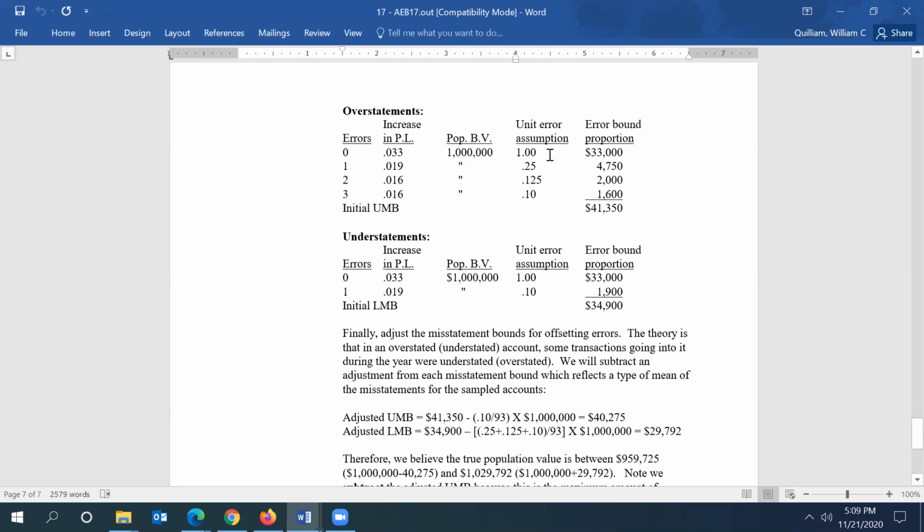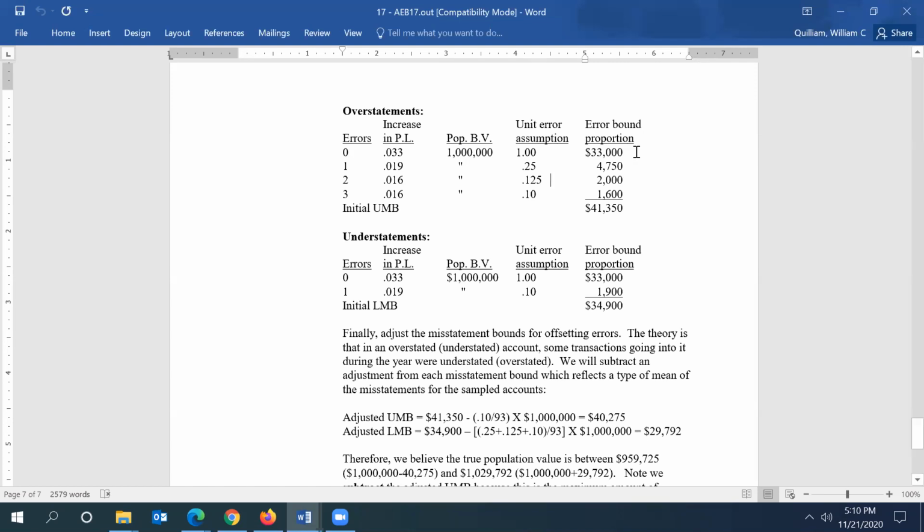Unit error assumptions start off at 100%, then go for the highest percentage of an overstated account we saw. It's 0.25, 25%. Then go for the second highest, 0.125. Go for the lowest now, 0.10. So I've taken these again. I went from highest to lowest, just like these increases in precision limits go from highest down to lowest as well. So this gives me the highest possible so-called error bound proportion, or greatest amount of error that we calculate may be possible.